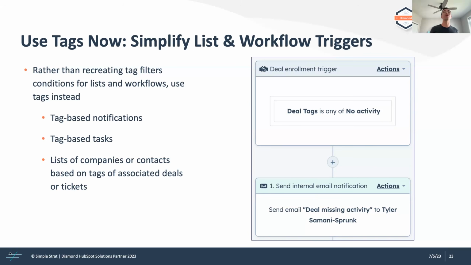So this is great if you want to send somebody a notification when a tag gets applied to a deal. Maybe you want to assign a task to somebody when a tag gets applied to a deal. Or maybe you want to show a list of companies or contacts based on the tags of their associated deals or tickets. So in this example image, anytime we've got a deal tag where there's no activity on this deal, we want to send an internal email to, in this case, me, but probably the owner of that deal saying, hey, you've got this deal, but there's no activity on this deal. And that could be used for all kinds of different tags.